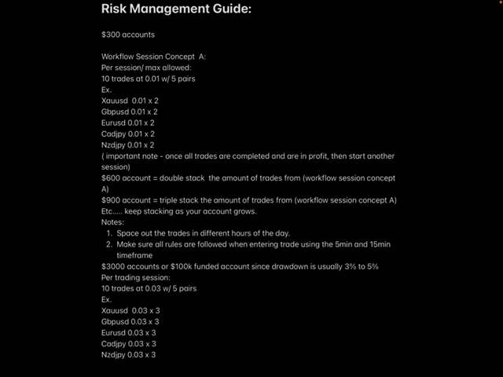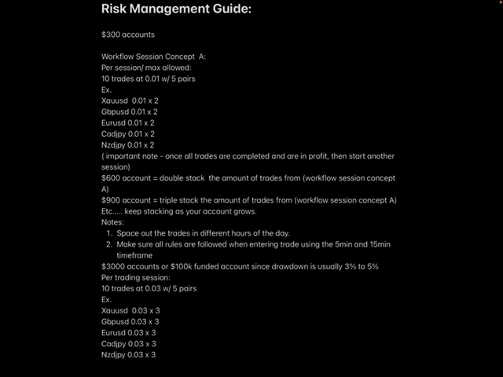Okay, if you got a $300 account, I have a workflow session concept A, I call it. So let's say you have $300 in your account per session. What I mean per session is, let's say per trading period. Let's say today 8 o'clock to 10, you find 5 good trades you want to do. Let's say you see gold 0.01, place a trade times two, and then those 4 other pairs. Okay, so one thing you also need to know is that once all trades are completed and are in profit, you may have some that are in loss. Then go ahead and start another trading session.